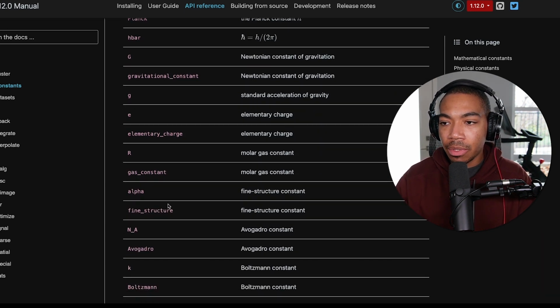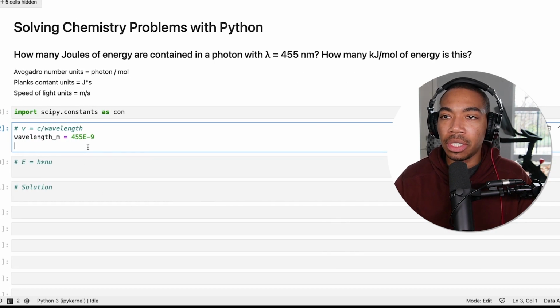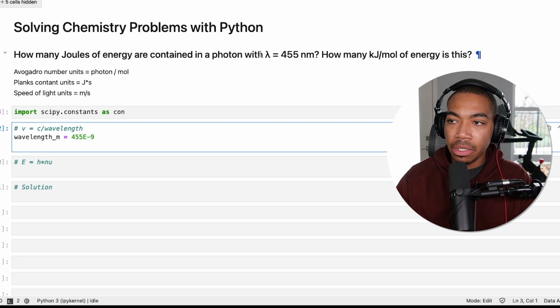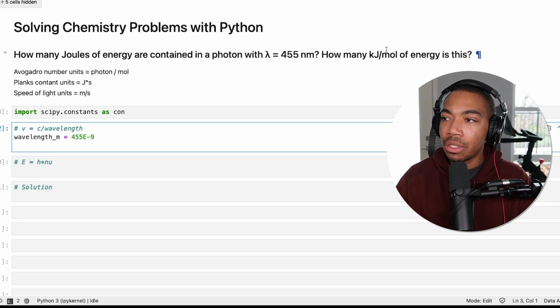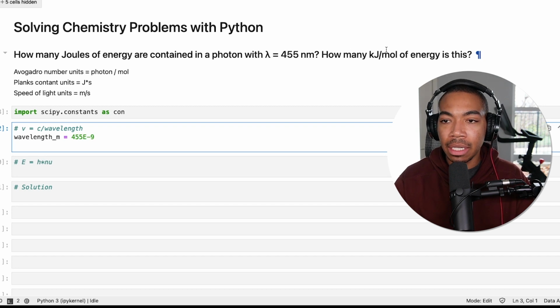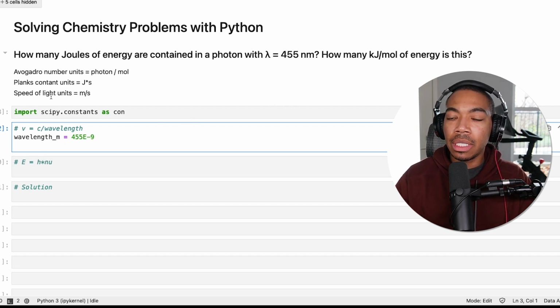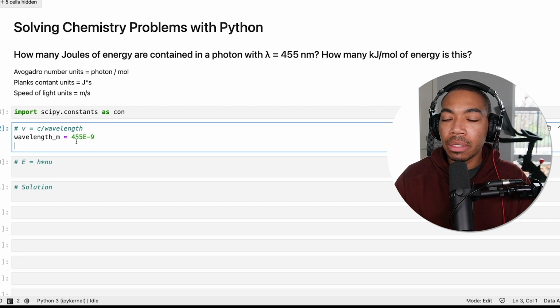So let's solve a standard question. Here we have: how many joules of energy are contained in a photon with a wavelength of 455 nanometers, and how many kilojoules per mole of energy is this? And so we can solve this using a series of well-known equations. First, we will convert the wavelength from nanometers to meters, and then we can convert from wavelength to frequency by using the speed of light.